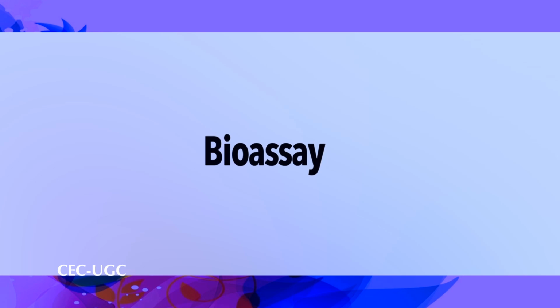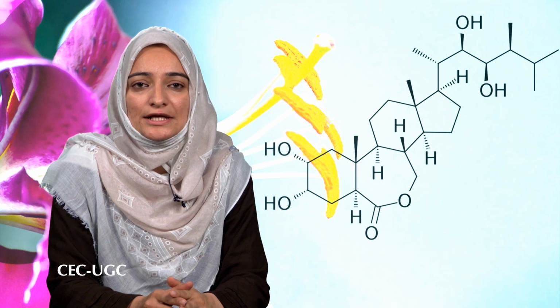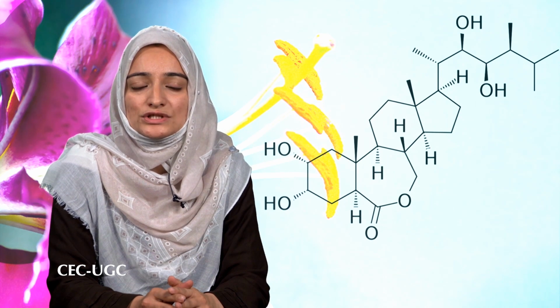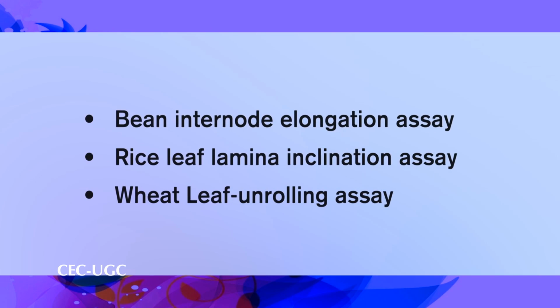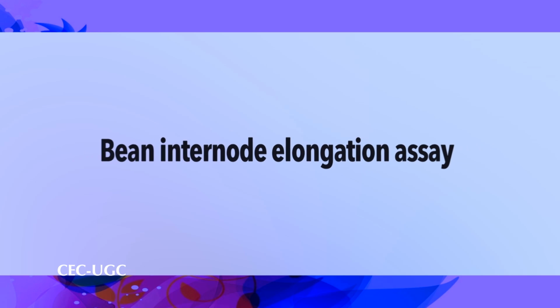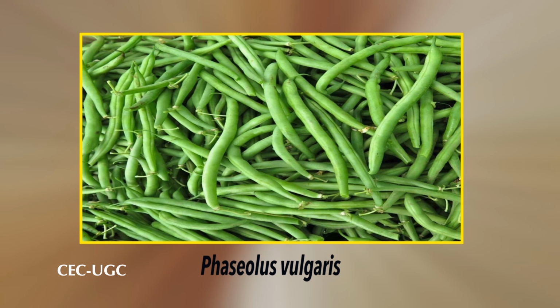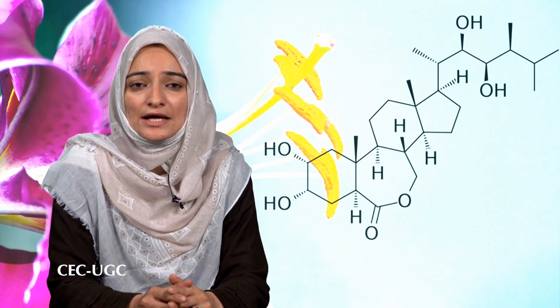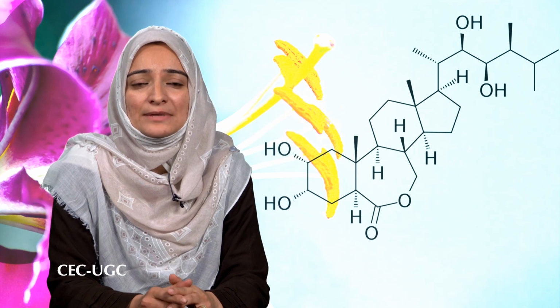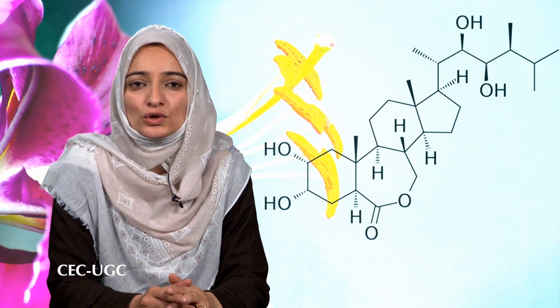Now, their bioassays. Three common bioassays for brassinosteroids include the bean internode elongation assay, the rice leaf lamina inclination assay, and the wheat leaf unrolling assay. Now, the first, the bean second internode elongation assay. It uses bean, that is Phaseolus vulgaris, seedlings when the second internode from the root-shoot junction is no more than 1 mm long, that is, still growing.